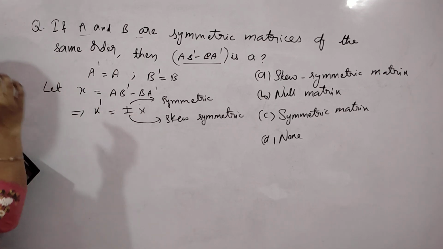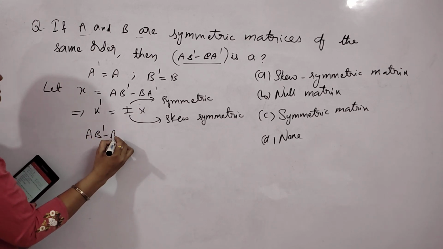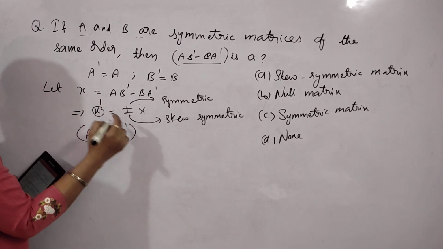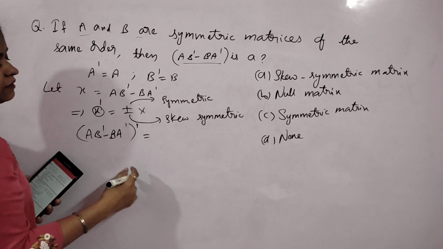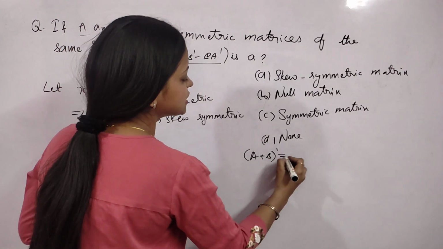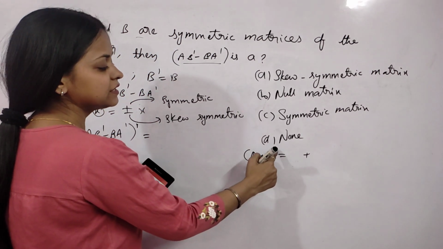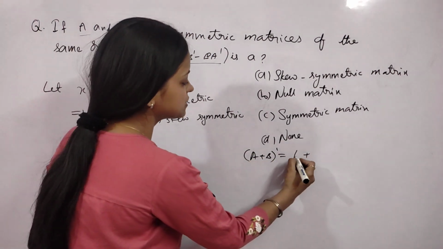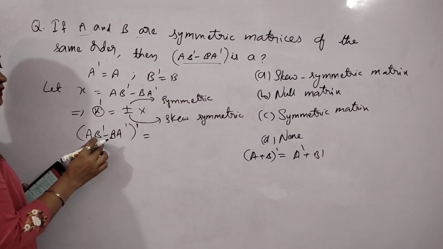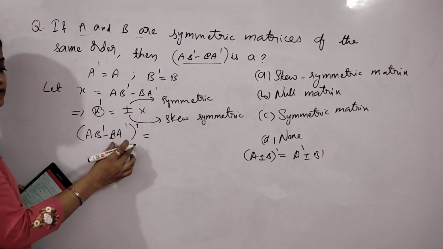So let us check X transpose. Here X is what we have taken as AB' minus BA', and the whole transpose we have to calculate. Here we have the property: if it is (A plus B) whole transpose, then the plus symbol remains the same, but the transpose comes individually, so first it is A' plus B'. Likewise, if it is minus, you will get minus, and the transpose comes individually.